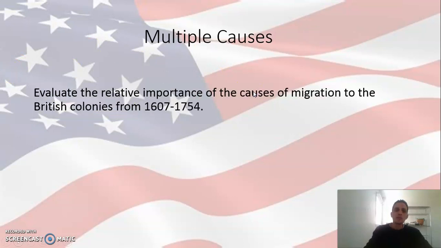To give you a sample question, we're going to use one that we've been exposed to a little bit. This is from homework. Evaluate the relative importance of the causes of migration to the British colonies from 1607 to 1754. So it's asking you about reasons for people coming to the British colonies in this particular time period. Every essay question always gives you a time period, and you want to stay within those time parameters. In this case, they're saying evaluate the relative importance of the causes of migration. So, reasons people are coming to the British colonies.